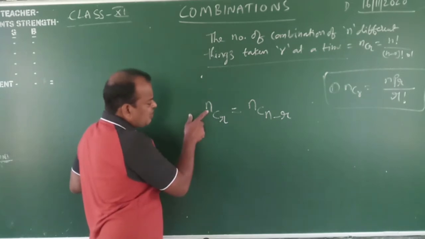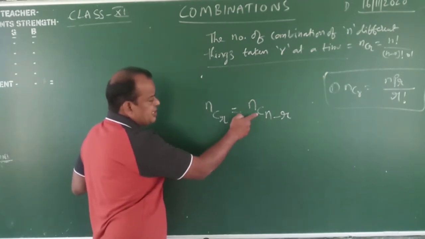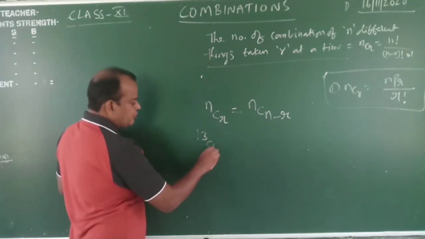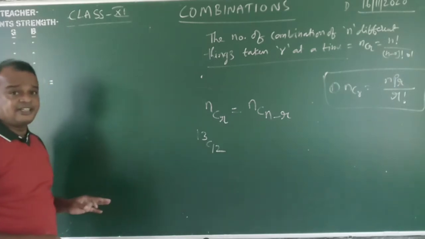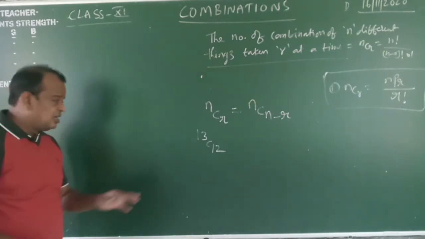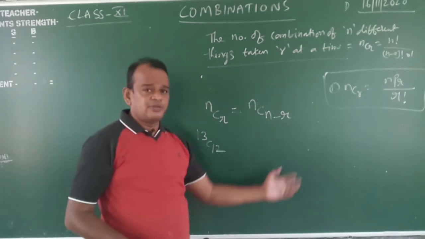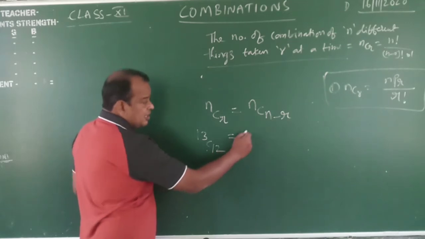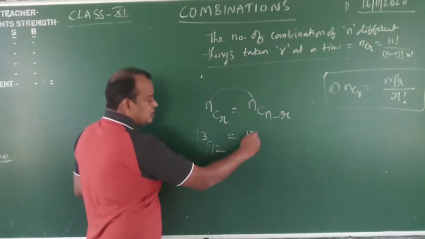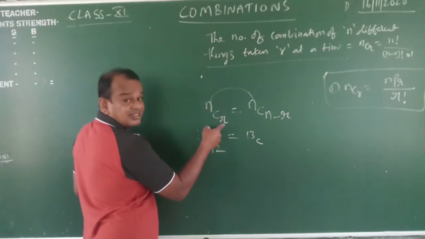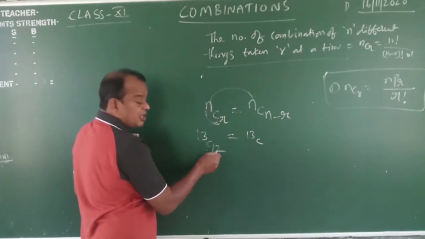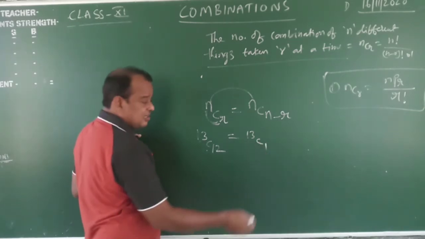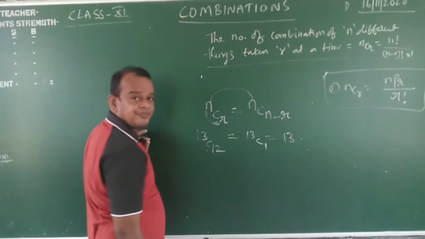Observe that nCr is equal to nC(n minus r), subtraction. Suppose from the examination point of view, we need to find 13C12. That is very difficult if you write the formula, product of 12 factors by 12 factorial. Here, by using this formula, 13C12, the n value stays the same, and r becomes n minus r: 13 minus 12 means 1. nC1 means n, so the answer is 13.